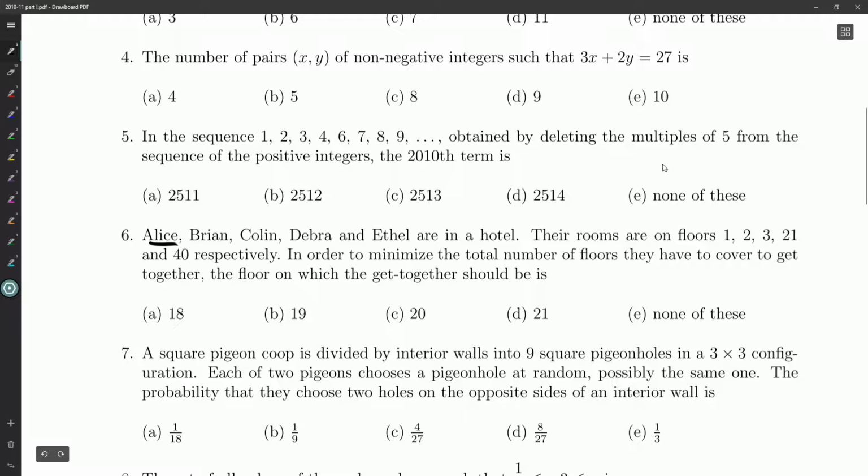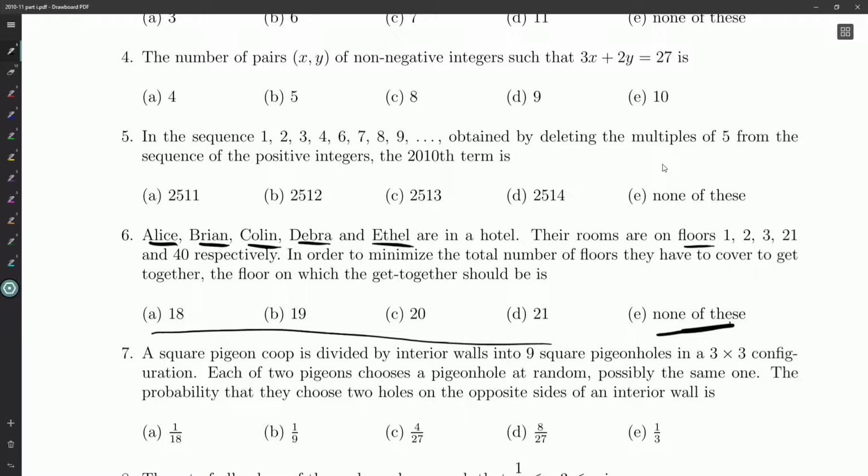So we've got Alice, Brian, Colin, Deborah, and Ethel, A, B, C, D, E, in a hotel. Their rooms are on floors 1, 2, 3, 21, and 40, respectively. In order to minimize the total number of floors they have to cover to get together, the floor on which they get together should be... So we're looking apparently at something around the 20s, or maybe it's a giant trick and they should all need to meet at floor 4, and they just want to see if they can catch us on this.